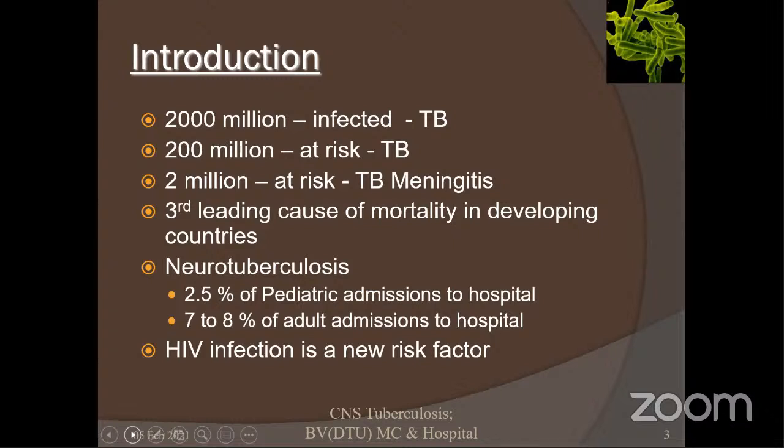This was a third leading cause of mortality sometime back in developing countries, and pediatric admissions to the hospital are about 2.5%, and 7 to 8% of adult admissions to hospital also are neurotuberculosis. HIV infection is a new risk factor, around since about 2000, the dawn of the century.